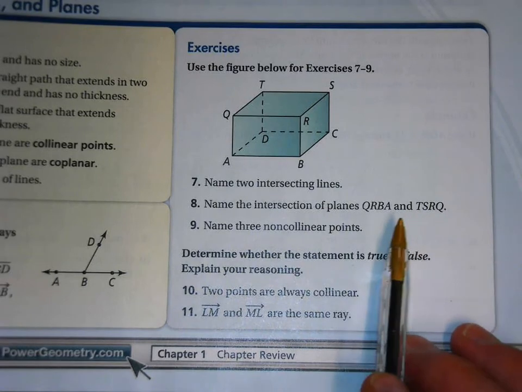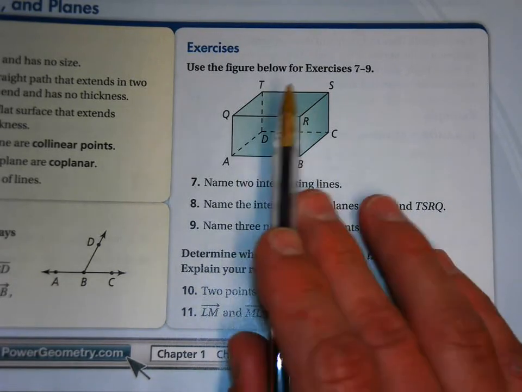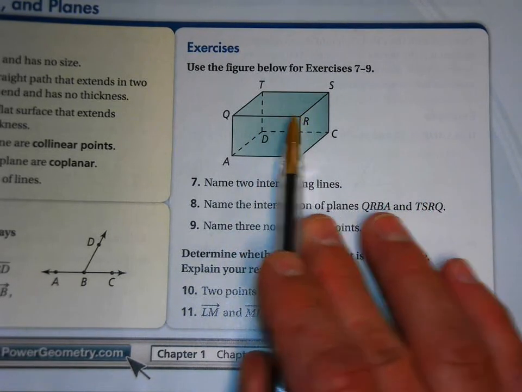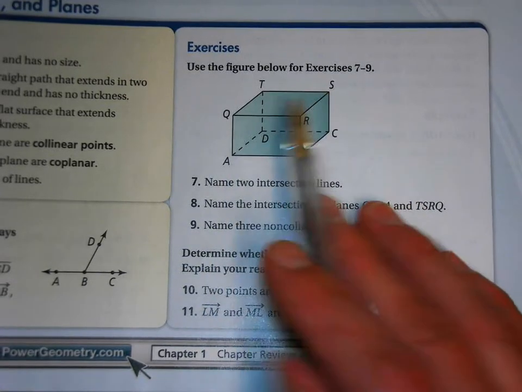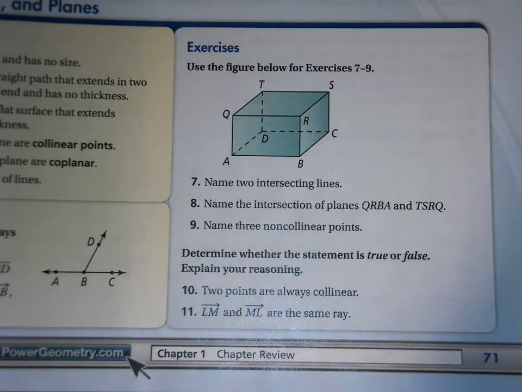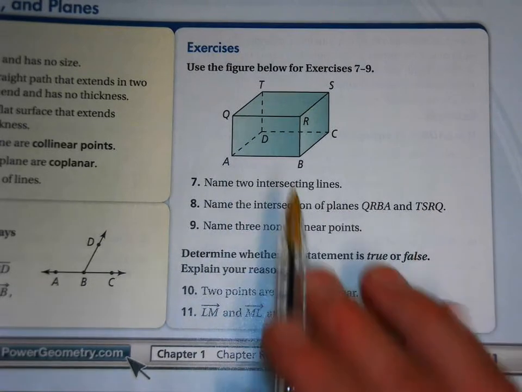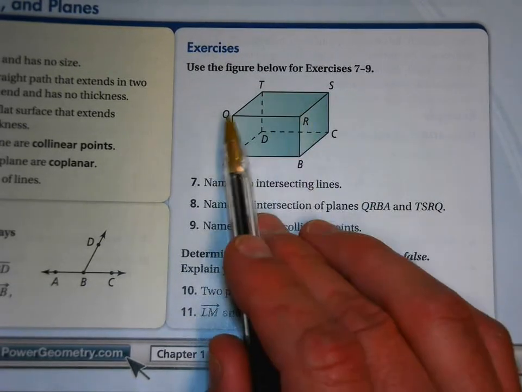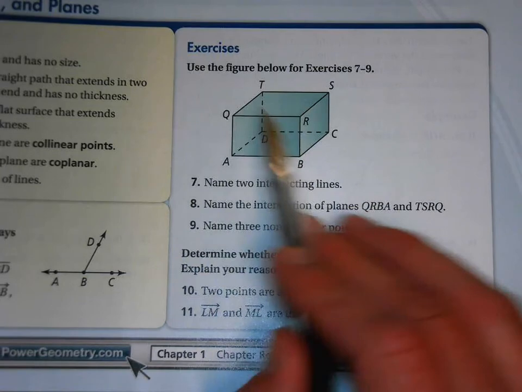The second plane, TSRQ. Here's TSRQ. The second plane is the top box. Okay, so we have to make sure you know how to read stuff: QRBA, QRBA, and TSRQ, TSRQ. So we read things in order.